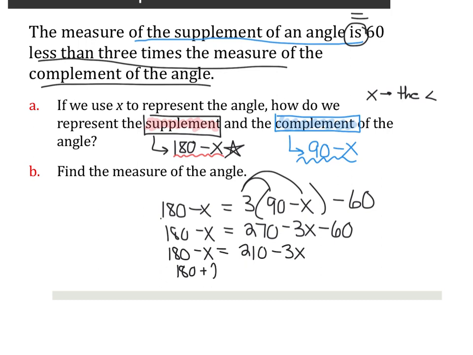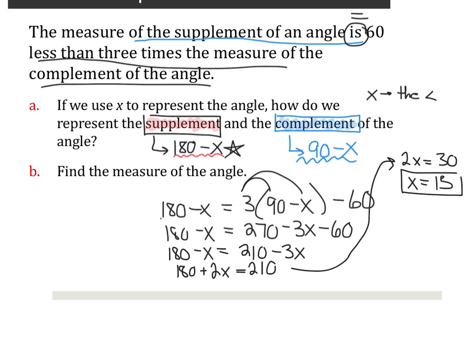So I get 2x plus 180 equals 210. I'm bringing it up here because I'm running out of room. 2x is going to equal, I subtract 180 from both sides, I get 30. X is going to equal 15. So the angle is 15 degrees.